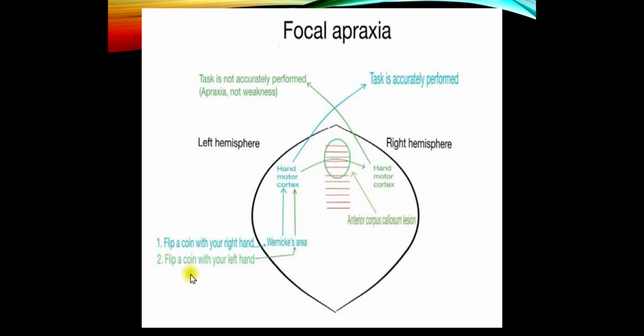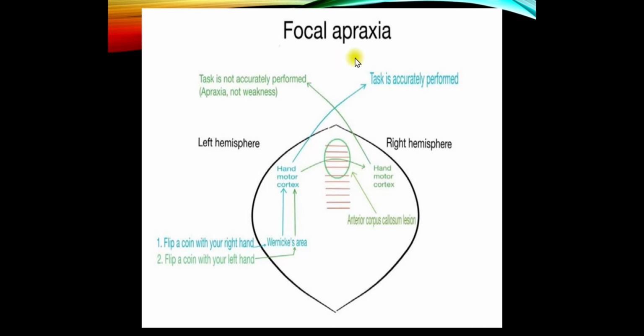Now, but what if I ask you to flip a coin with your left hand? So again, you're understanding that in Wernicke's area, but to flip a coin with your left hand, you need to activate the motor cortex over here in the right hemisphere. And so that information moves forward and it crosses over in the anterior corpus callosum. So if you've got a lesion there, the information can't get there accurately. And so the patient, when they try to mimic flipping a coin with their left hand, they really can't do it. And that is an example of an apraxia.